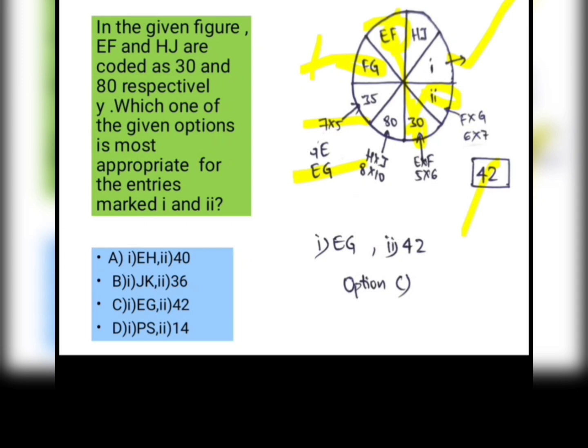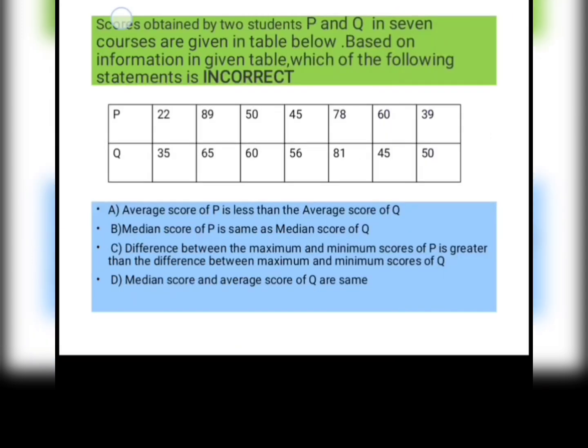Let's solve one more previous year GATE question. Scores obtained by two students, P and Q, in 7 courses are given in the table below. Based on the information given, which of the following statements is incorrect? Here in the question it is asked which is incorrect, not correct.